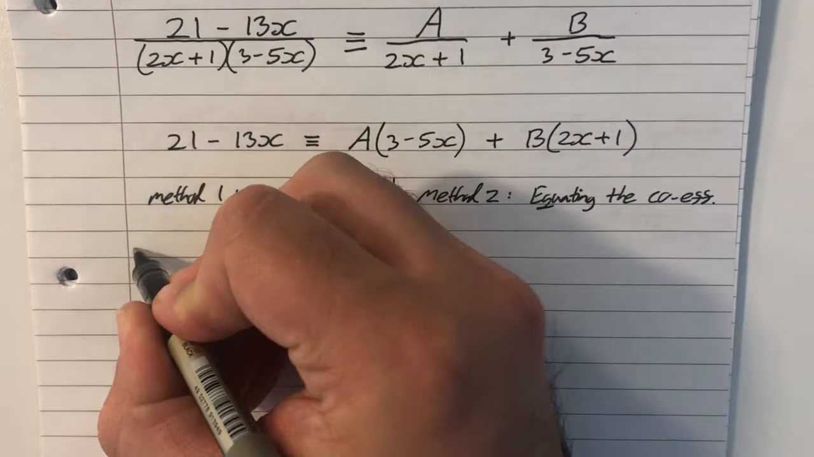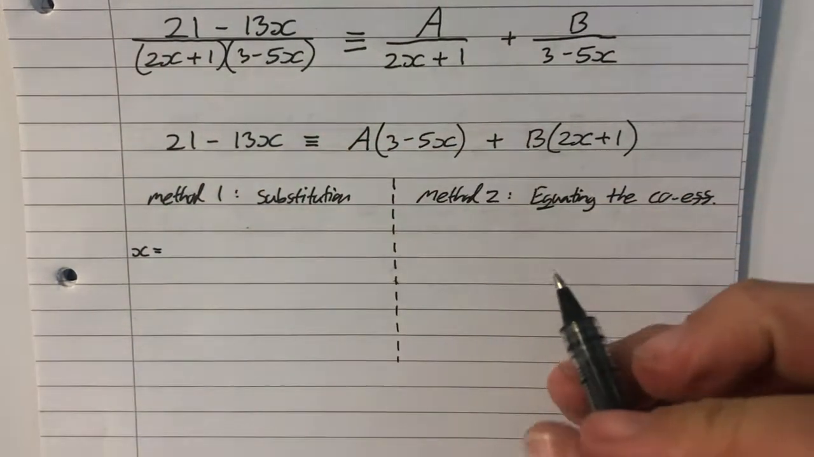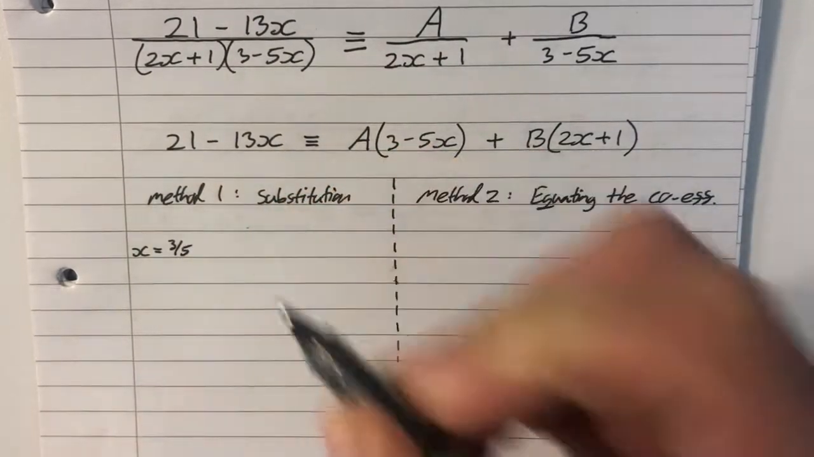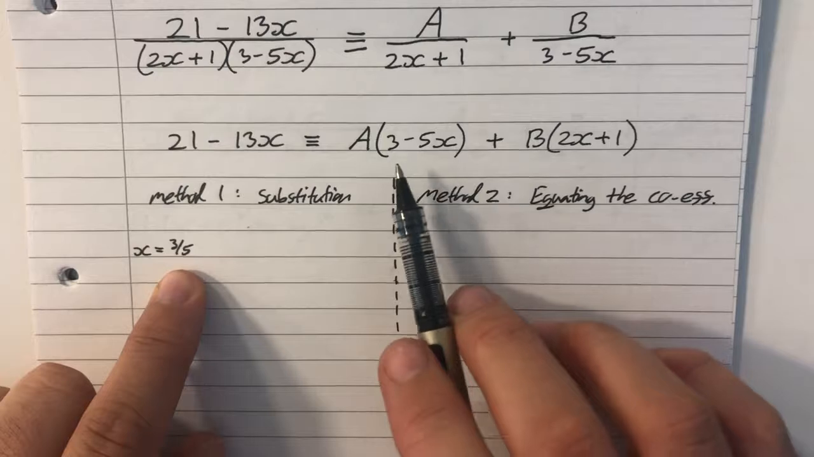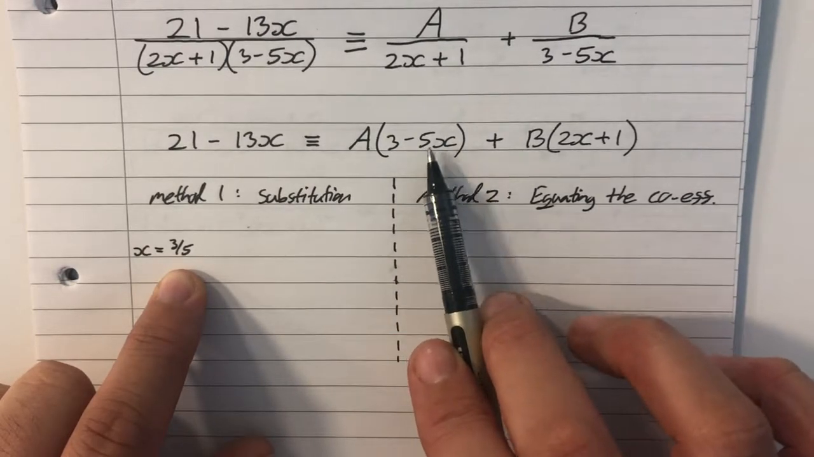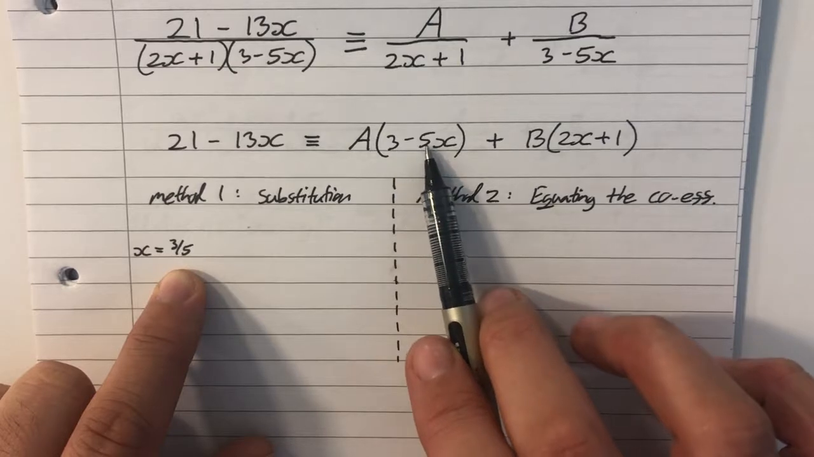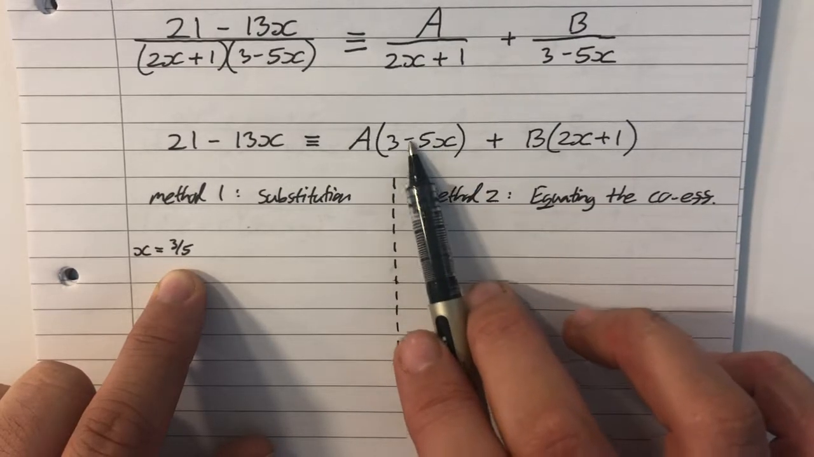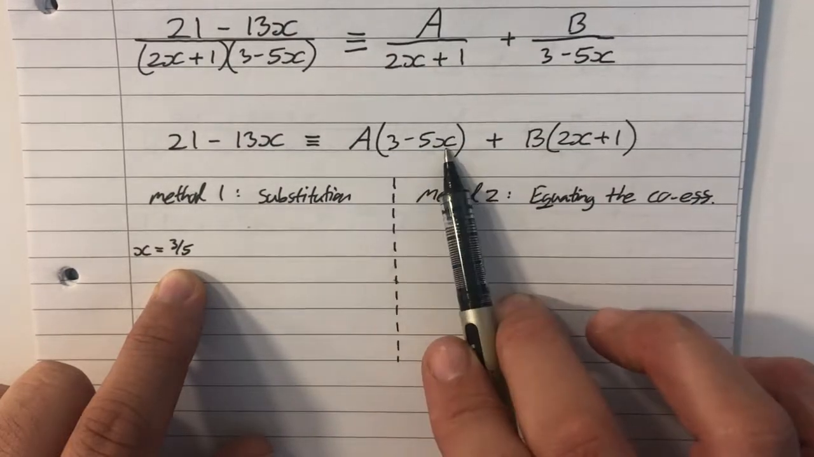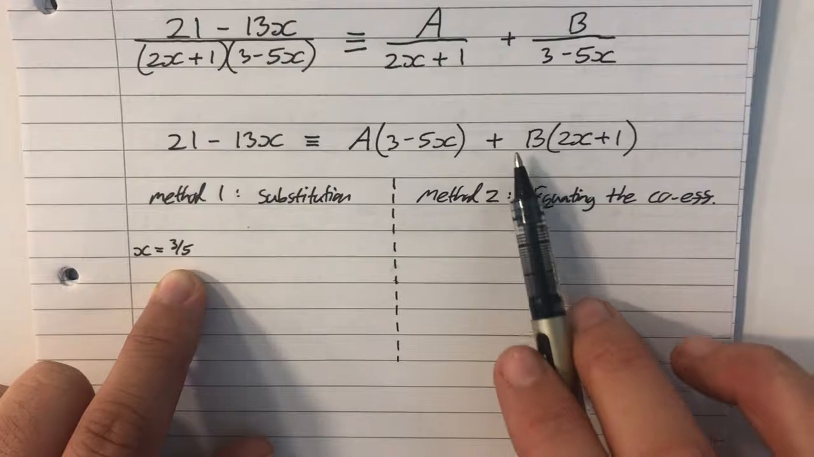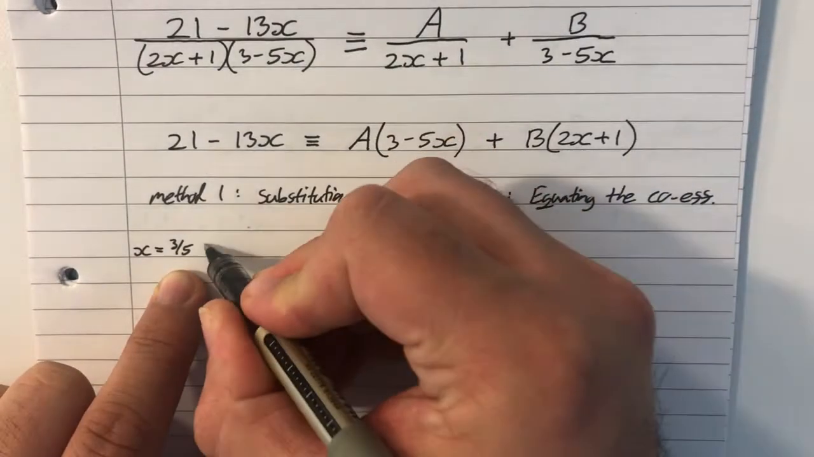So what I'm going to do is, first of all, I'm going to sub in x is 3/5. And the reason I'm choosing 3/5 is because that's going to make this bracket 0. Okay, if x is 3/5, then I'm going to get 3 minus 5 times 3/5. Well, 5 times 3/5 is 3. 3 minus 3 is 0. So that disappears. Which means I have no a, and I'm left with just a linear equation in b.